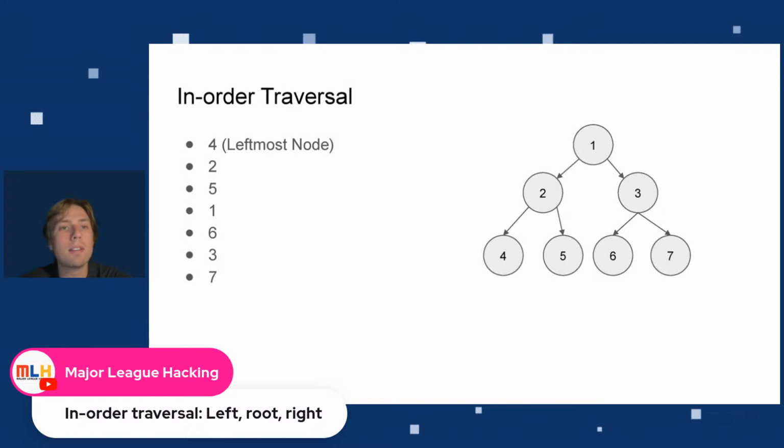So we start at 4. And then is there anything left of 4? No. So we'll do root, and we'll go up to 2. Okay, we went to root, and then we'll go to the right. So we go to 5. And then we can go back to root and go to 1. And then what's the leftmost child of 1? Well, we have 6 because it's a child of 3, which is itself a child of 1. So we go all the way down to 6, which is left, and then we go up to root, which is 3, and to the right child, which is 7. So that's how we would do it.